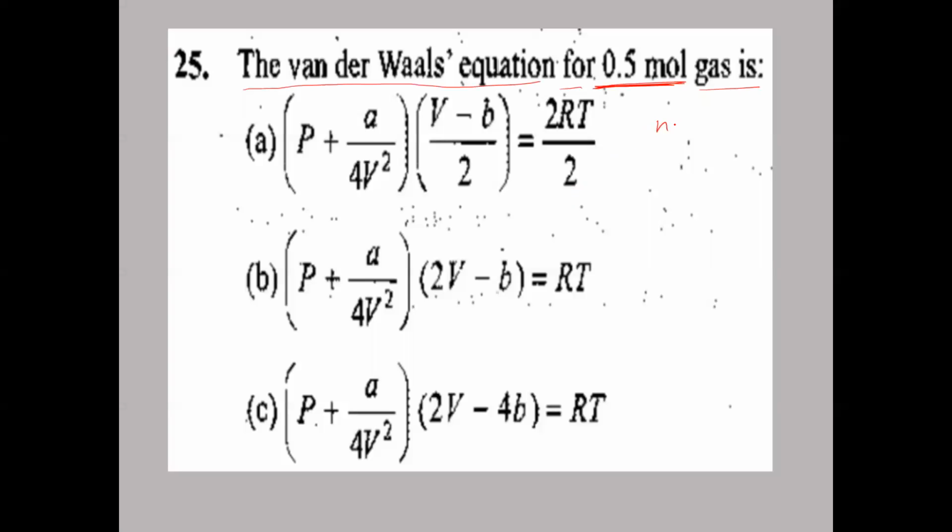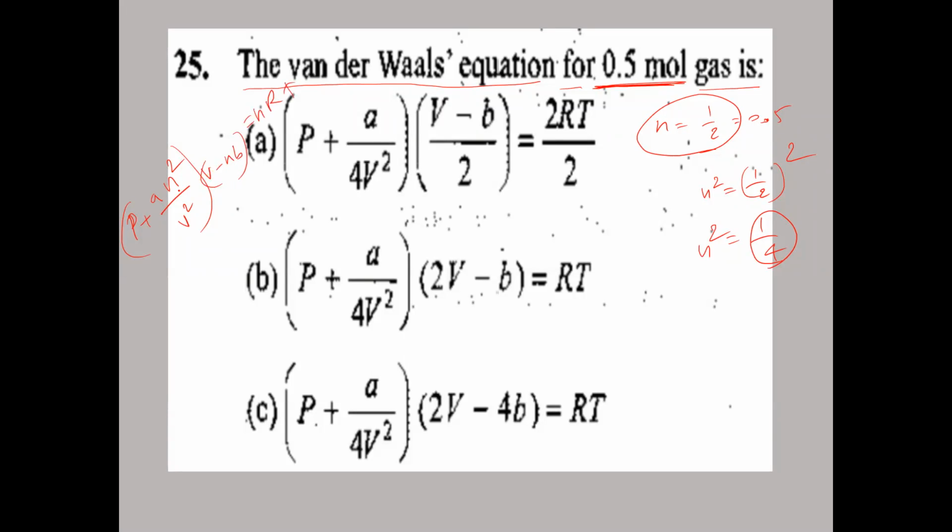Here n is given as 1 by 2, that is 0.5. So wherever n is there, n square becomes 1 by 2 whole square, which is 1 by 4. Wherever n square is there, we write 1 by 4. First write the formula: P plus a n square by V square, into V minus nb, is equal to nRT. This is the real gas equation.